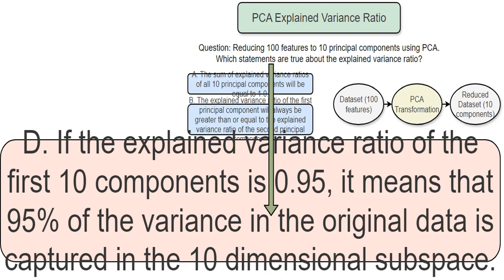This means we've successfully reduced our dimensionality while retaining most of the original data's important information. 0.95, or 95%, of the variation from the original data is kept in the reduced 10-dimensional space using the first 10 principal components. It's a great result.